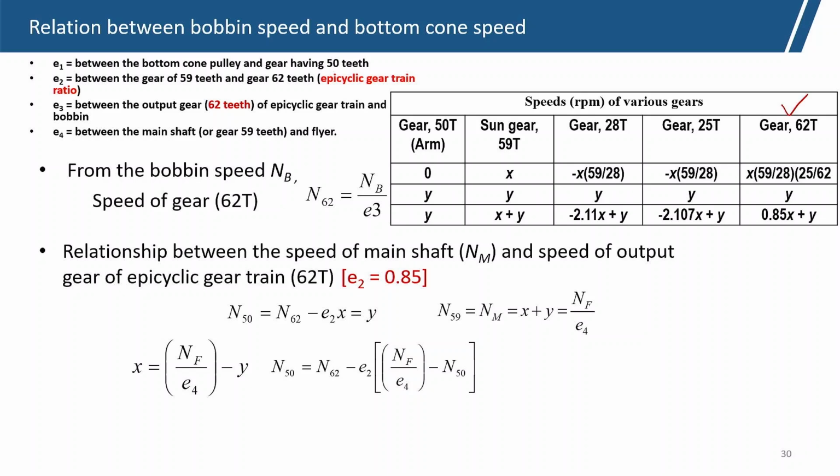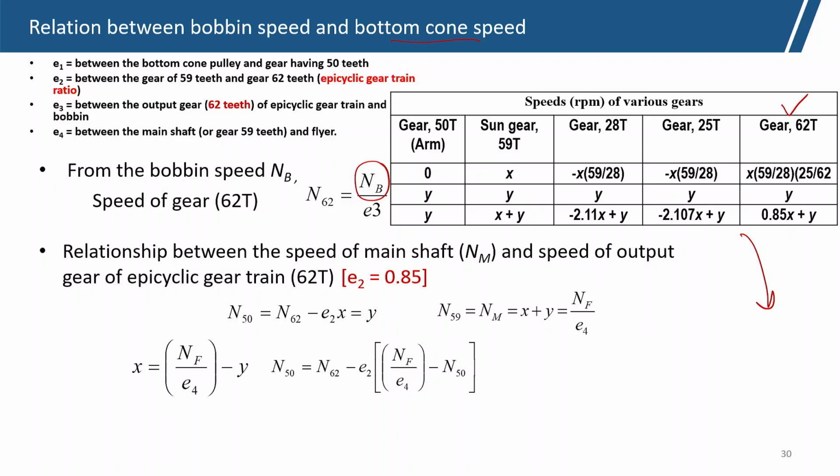minus N50. What is N50? N50 is the arm gear. So, we are going gradually towards the epicyclic gear, because the epicyclic gear gives the drive to N50. So, we have started from the bobbin and we are going towards the bottom cone drum, that is the approach. So, N50 we have reached here, because N62, the bobbin speed, was there, okay, with the N62.